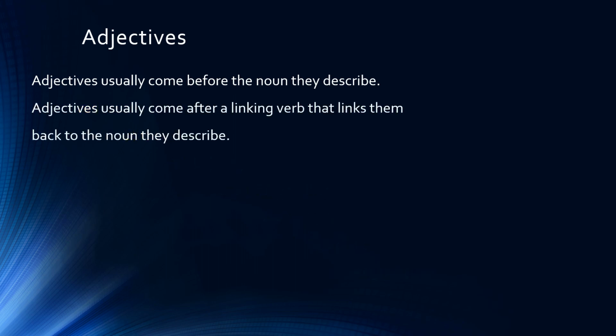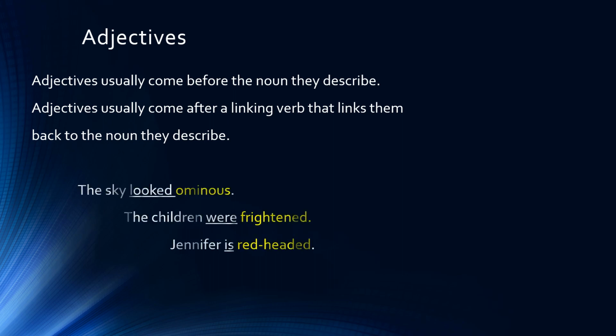Adjectives usually come after a linking verb that links them back to the noun they describe. Okay, so let's think about this. Adjectives usually come before the noun they describe, but adjectives usually come after a linking verb that links them back to the noun they describe. Here are a few examples.